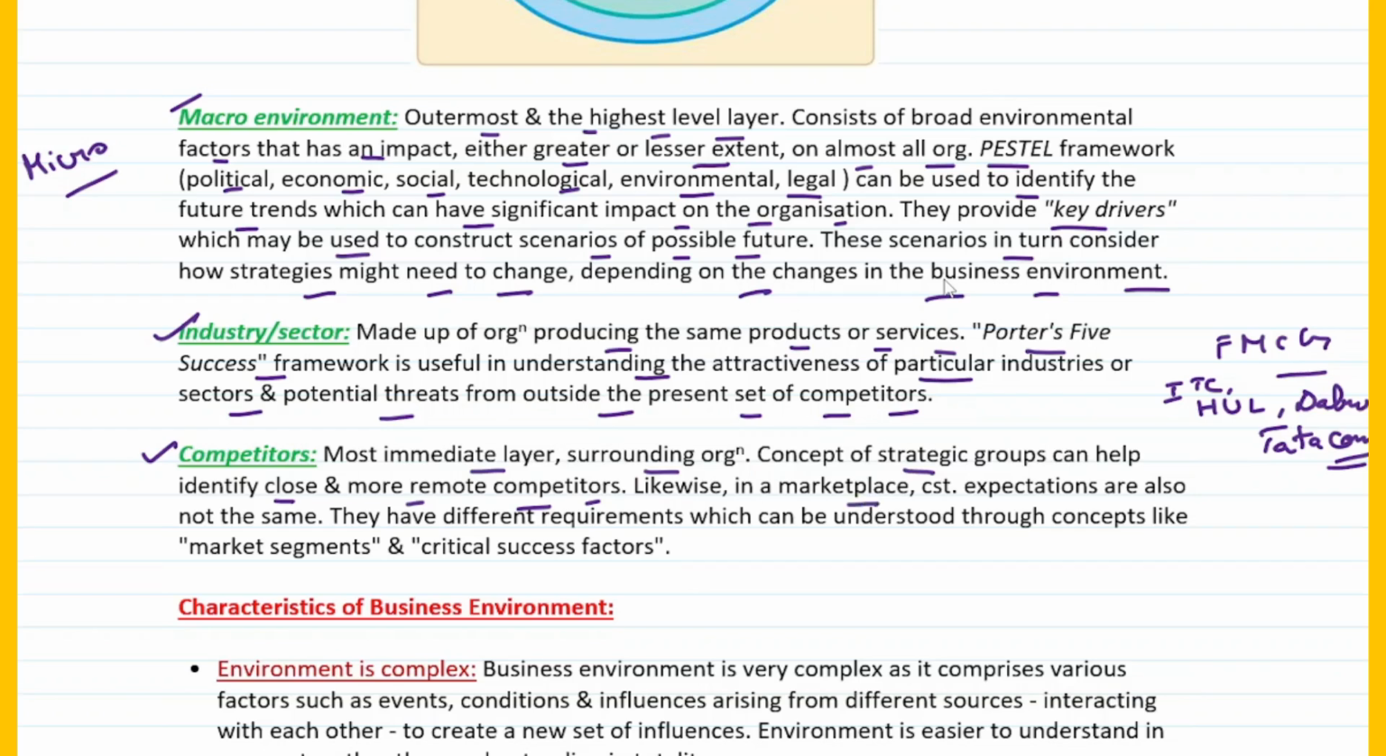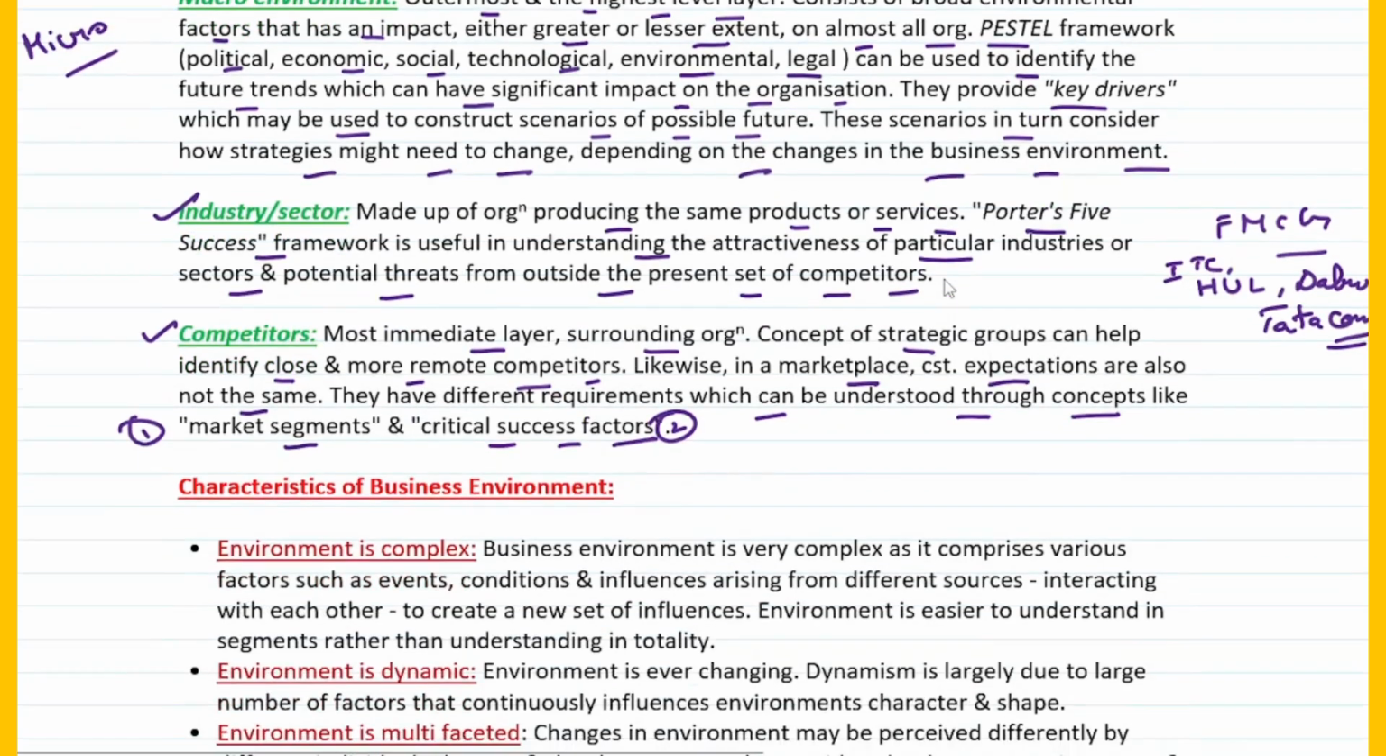Likewise, in a marketplace, customer expectations are also not the same. That's very obvious. Every customer doesn't have the same expectation. They have different requirements, which can be understood through concepts like market segments and critical success factors. So the two things you need to remember are market segments and critical success factors. Just remember these points. When we go into detail, you'll understand them better.